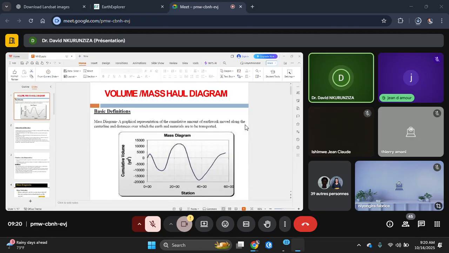I want to continue with the mass haul diagram. A mass haul diagram, I think for you, is something new. Normally, a mass haul diagram is a graph. You can see from the first slide. It is a graph, and we can say it is a curve. If we say it is a curve, it is also the same.